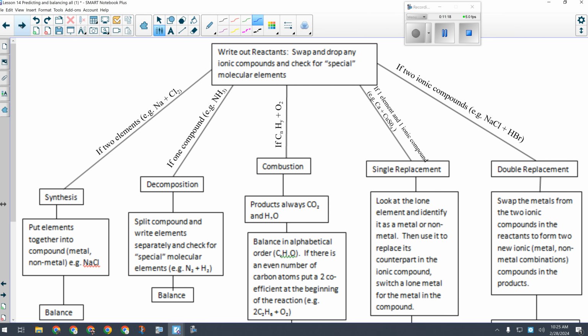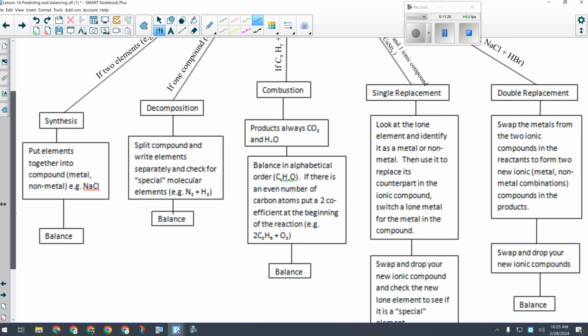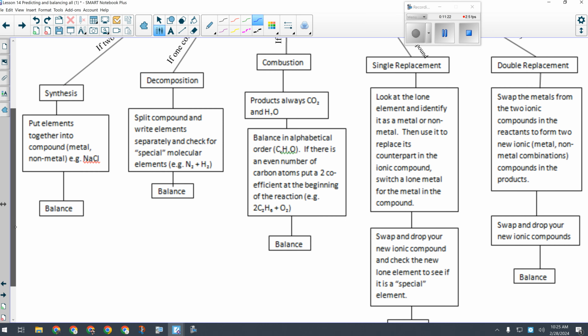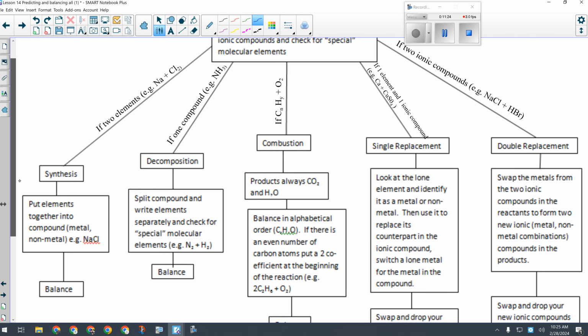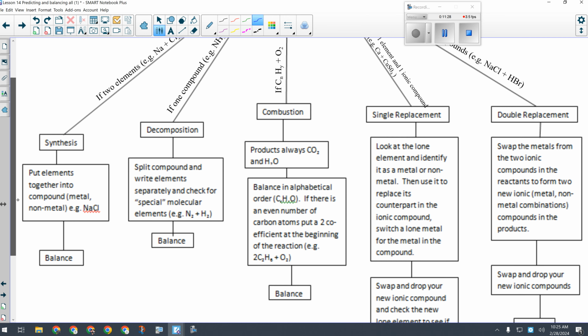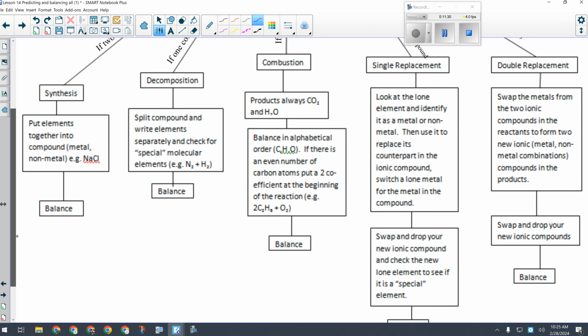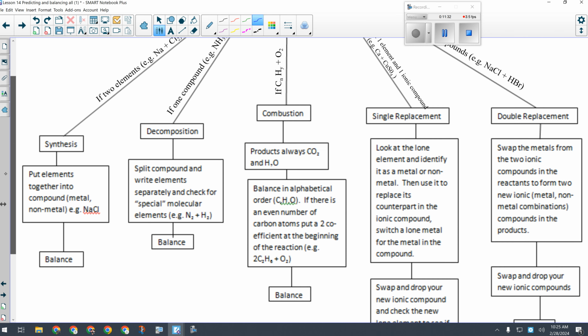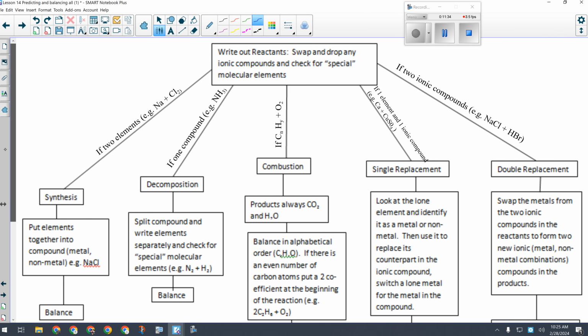If it's a combustion reaction, we had a whole big thing with them. I balance in alphabetical order. I put a 2 if it's even, and then I balance. For single replacement, I check the lone element and I swap it for the thing in the compound that it's like, and then I swap and drop and check for specials and balance. People just end up getting too reliant on that, so I stopped giving it out because you guys already know the patterns. You can figure those things out.